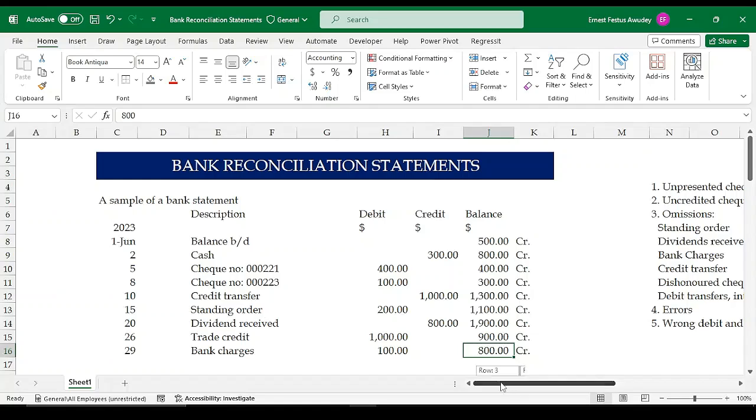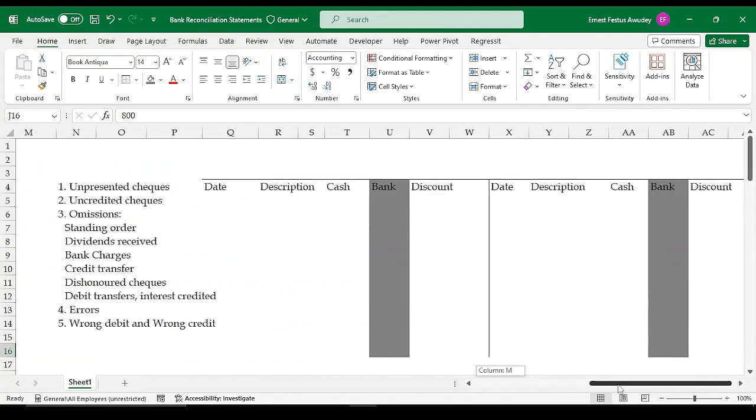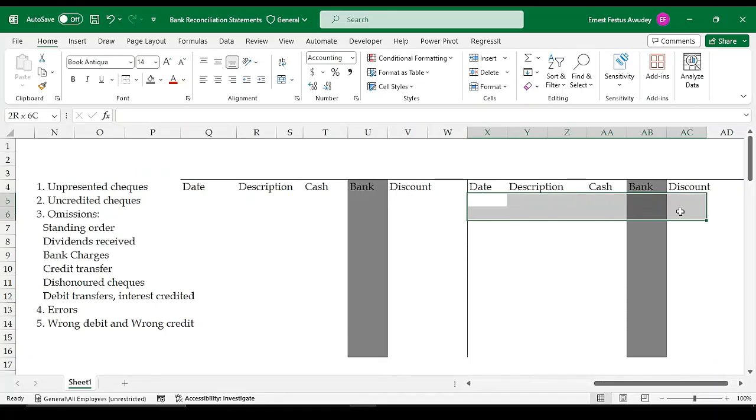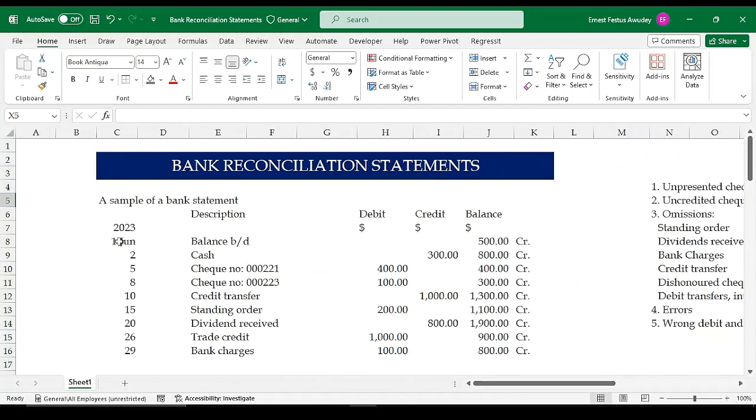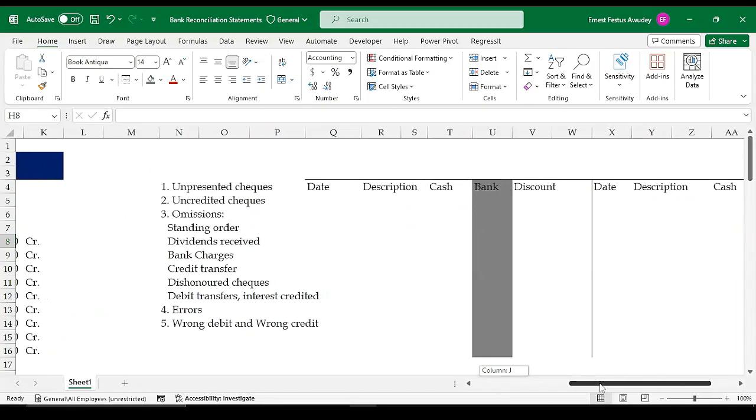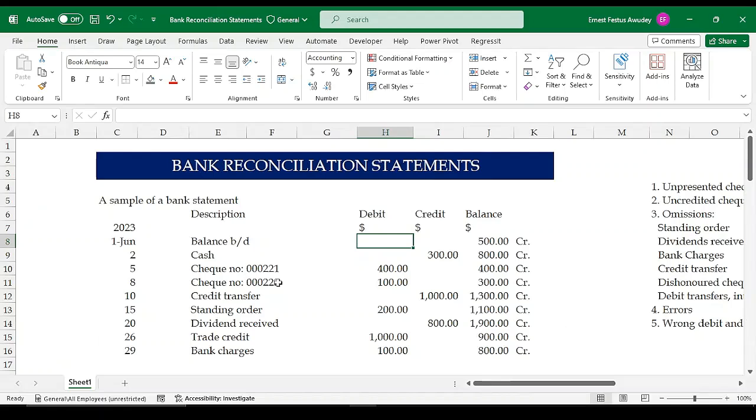Now what we are saying is that unpresented checks are checks that have been credited in the company's cash book as payment to suppliers, but have not been presented to the bank for payment, and that means that they have not been debited yet. Since they are payments, they have not been debited, so you should understand that. So that is what unpresented checks are. They are checks issued to suppliers for payments but have not been presented to the bank for payments. Okay, so that is it for unpresented checks.